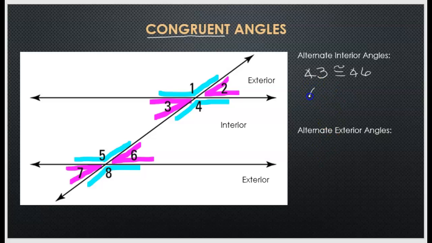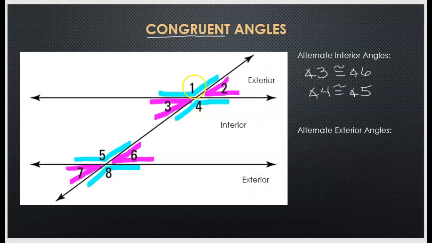Okay, hopefully you got that angles 4 and 5 are the other set of alternate interior angles. They are on alternate or opposite sides of the transversal, and they are located in the interior of my parallel lines. Okay, now we're going to talk about alternate exterior angles. Alternate having the same meaning of opposite sides of the transversal, exterior being on the outside of the parallel lines.